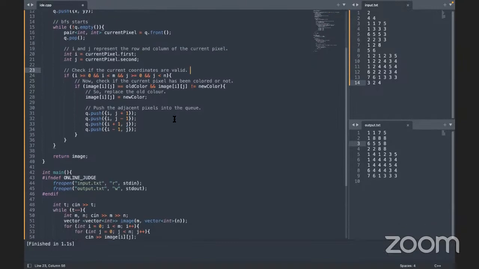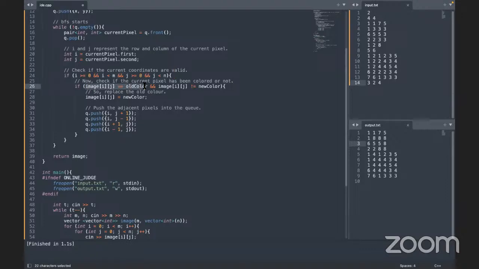Now we need to check the 4 adjacent cells. But before we check them, we also need to check whether we are going out of bounds. For example, you're doing I comma j plus 1, and J plus 1 could be out of bounds. So first check this condition always, otherwise you'll get an error. Then we check whether the current pixel has been colored or not.